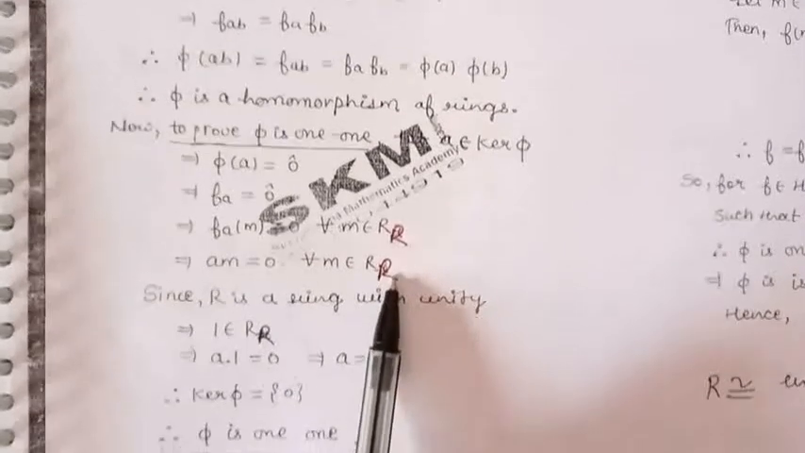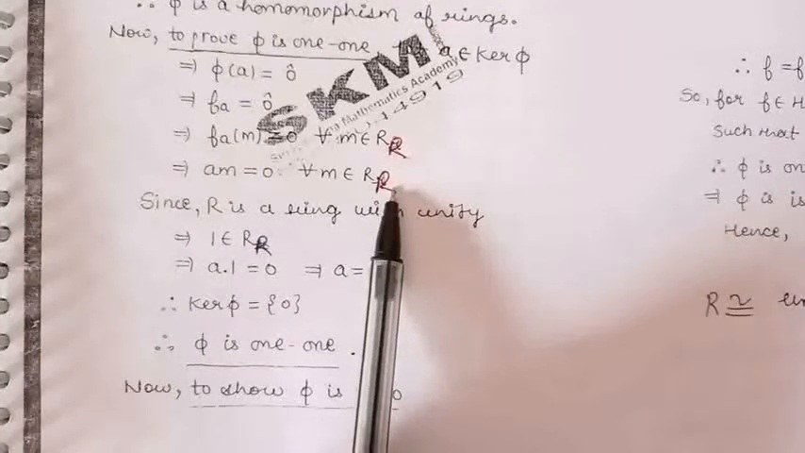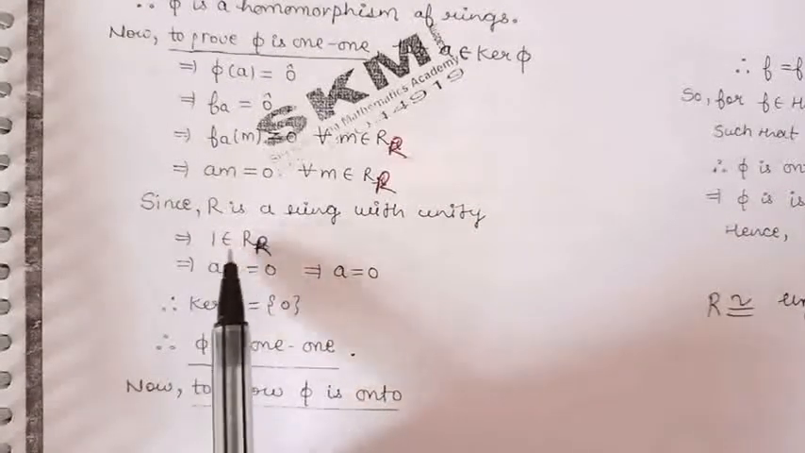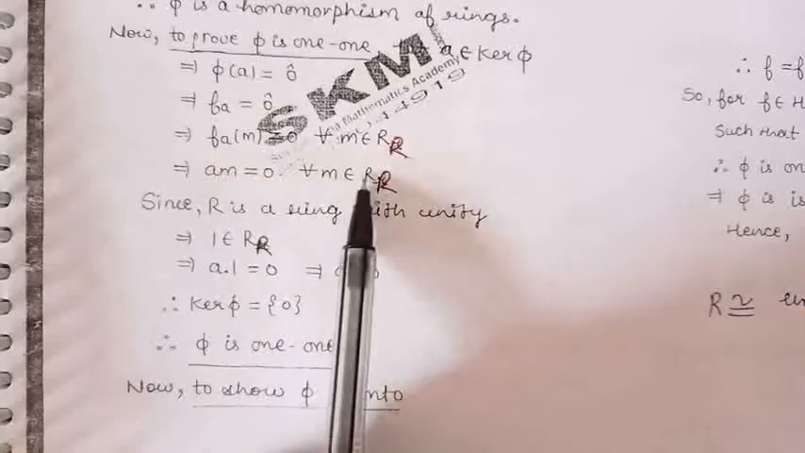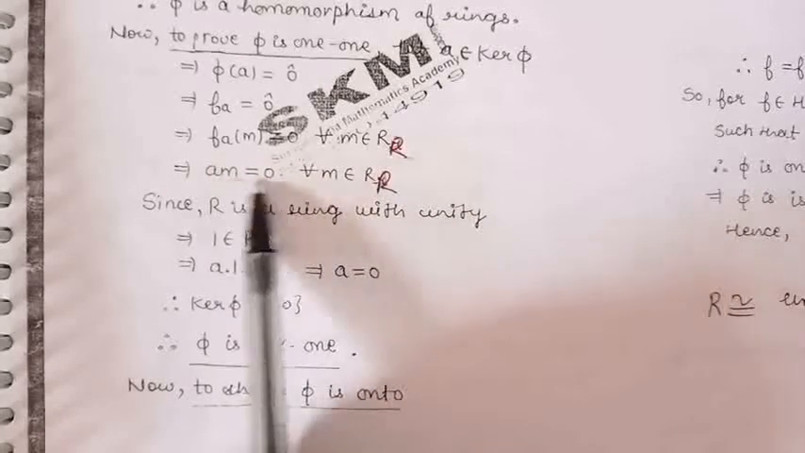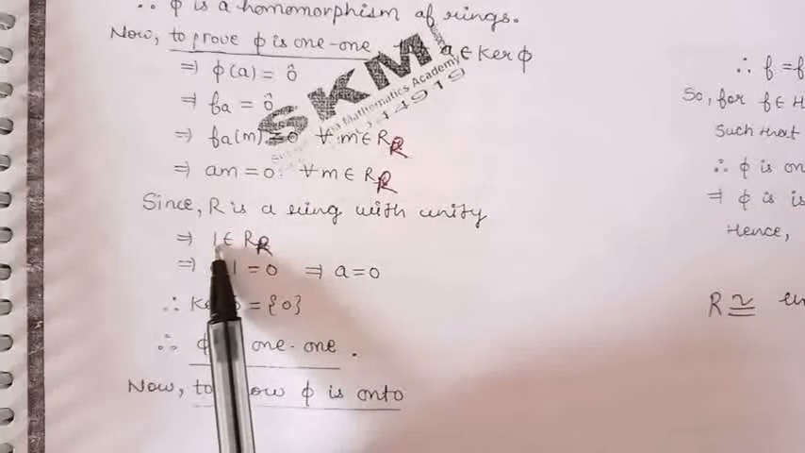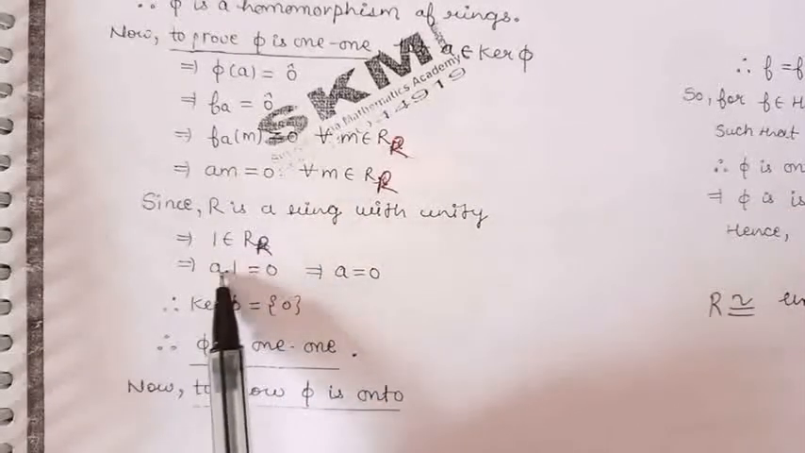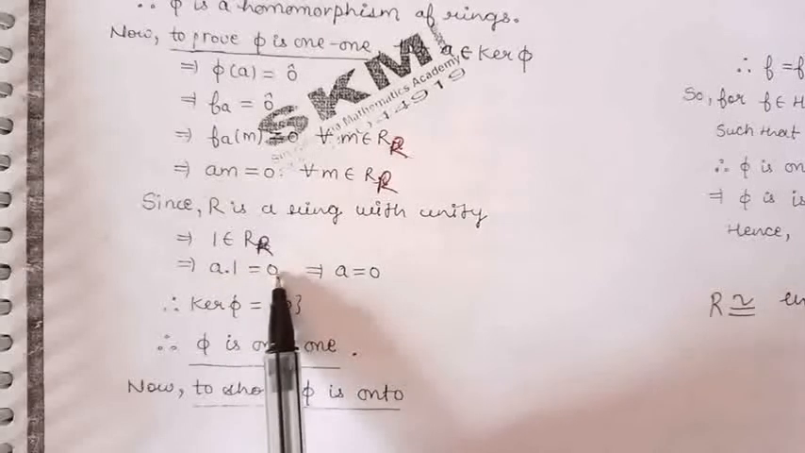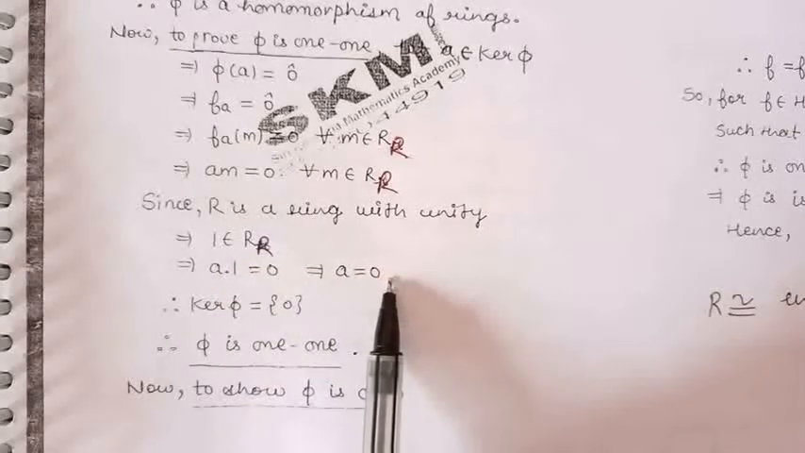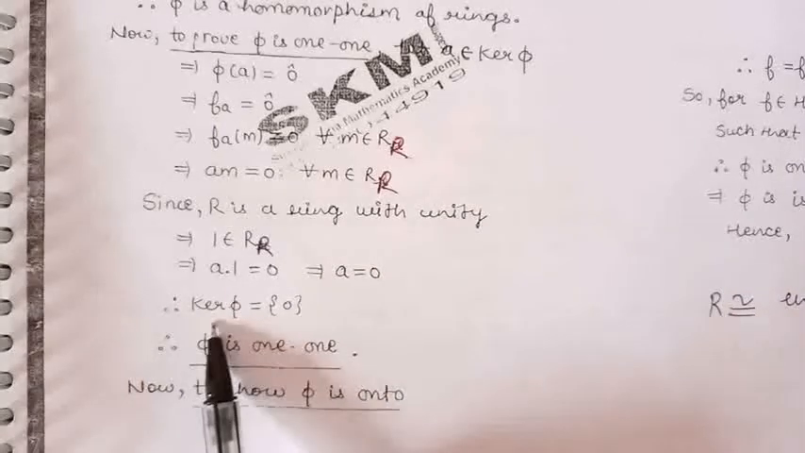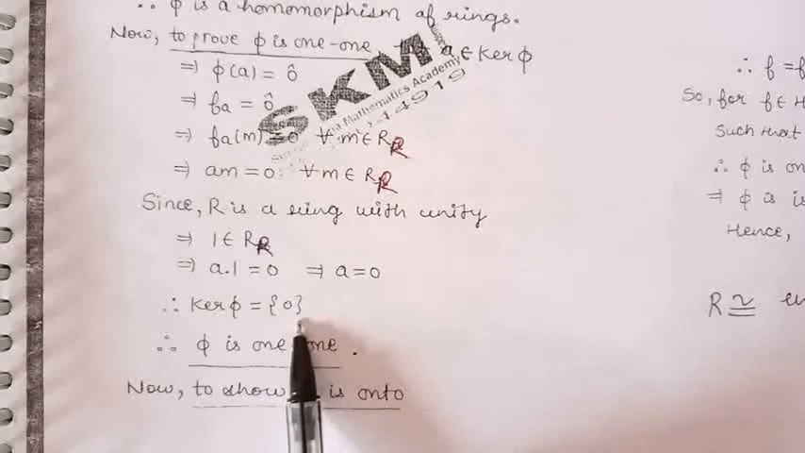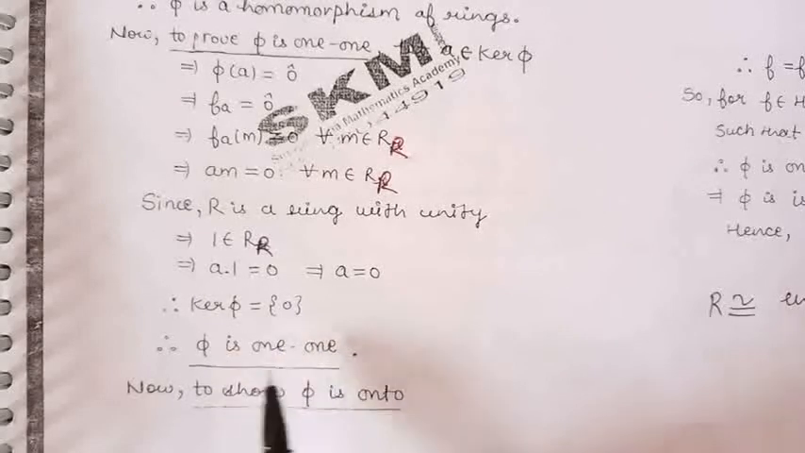Now because we are given in the statement that R is a ring with unity, it means the unity element belongs to the ring R. And because this condition is true for every m belonging to R, in particular we can apply this condition for the unity element also. So from here we get a times unity element is equal to 0. So this implies that a is equal to 0. a was an arbitrarily chosen element from the kernel of phi, and that is 0. So we can say that the kernel of phi is 0, and therefore the mapping phi is a 1-1 mapping.